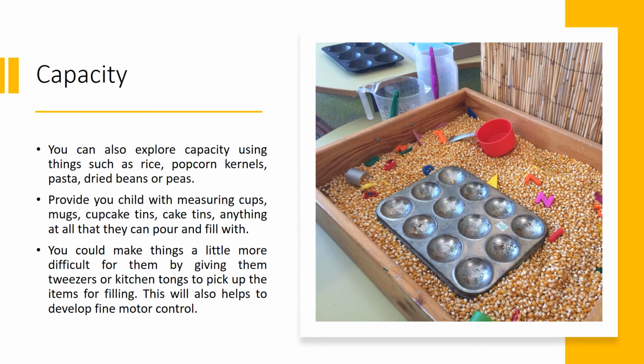You can also explore capacity using things such as rice, popcorn kernels, pasta, dried beans or peas. Provide your child with measuring cups, mugs, cupcake tins, cake tins, anything at all that they can pour and fill with. You could make things a little bit more difficult for them by giving them tweezers or kitchen tongs to pick up the items for filling. This will also help to develop fine motor control.